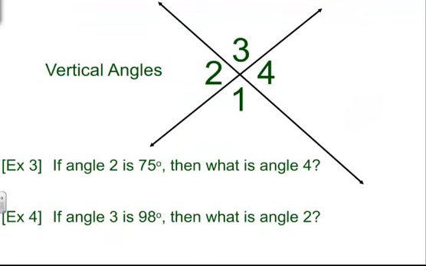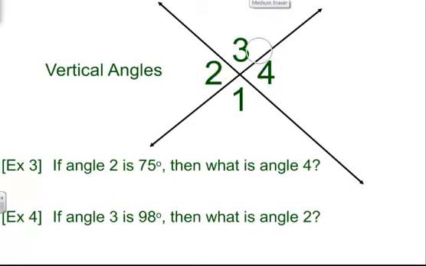Let's check out vertical angles. Draw this. Angles 1, 2, 3, and 4. You might remember this from last year. These are just intersecting angles, okay? Here's the deal with vertical angles, though. In vertical angles, if they're across from each other, they are congruent, meaning the same. So angles 1 and 3 are exactly the same because they're across from each other. And angles 2 and 4 are exactly the same because they're across from each other.